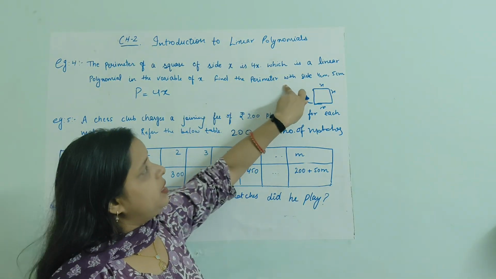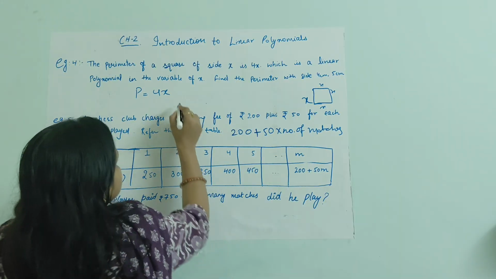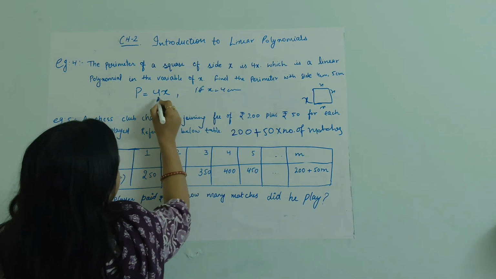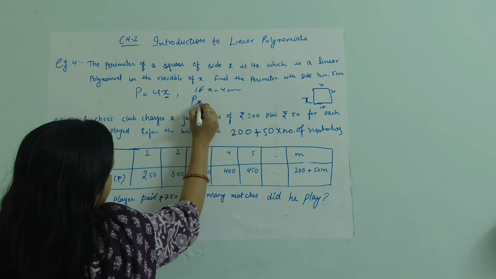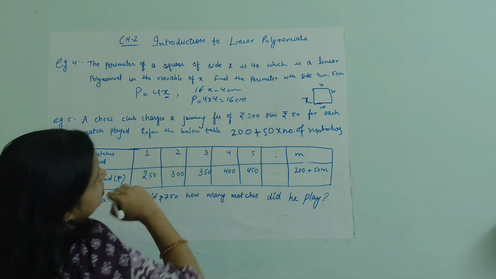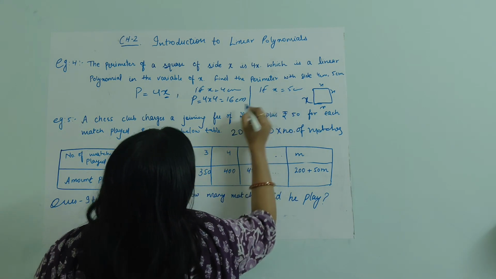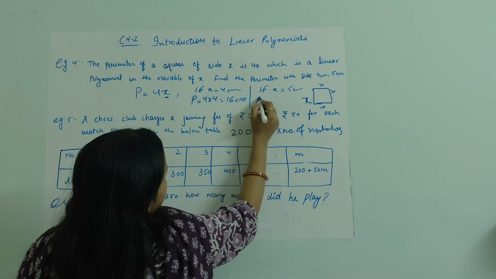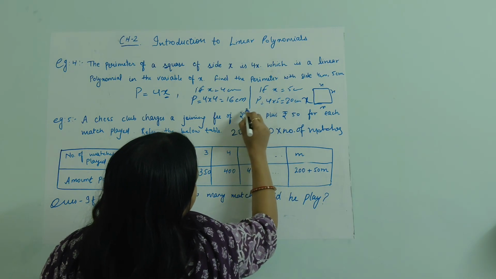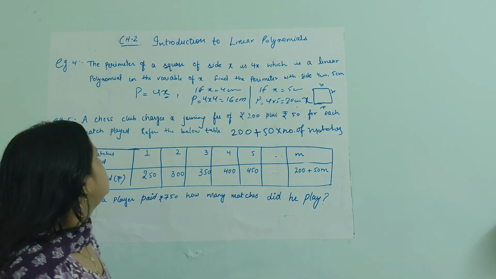Now we have to find the perimeter if x is equal to 4 or if x is equal to 5. So if x equals 4, that means we have to replace x with 4 here. P equals 4 into 4, which is 16 cm, the perimeter. Next, if x equals 5 cm, then we replace x with 5. That means 4 into 5 equals 20 cm is the perimeter of this square. Correct?